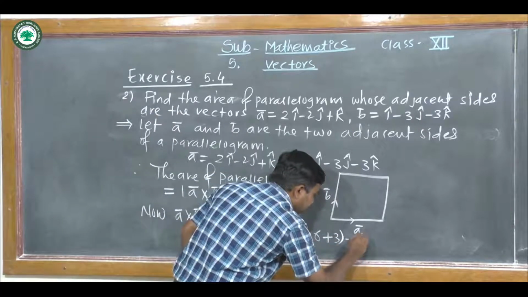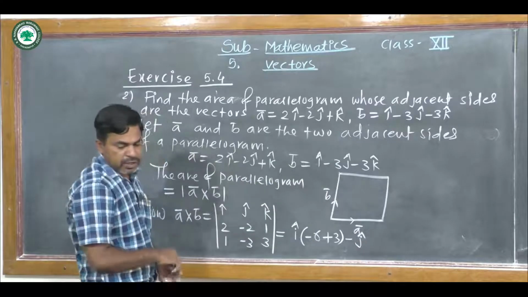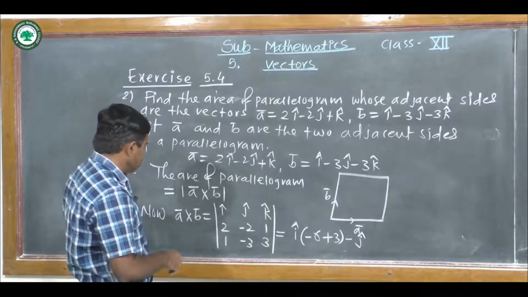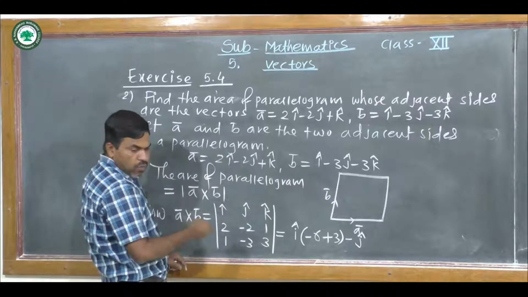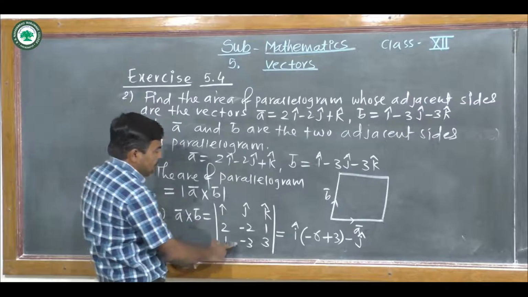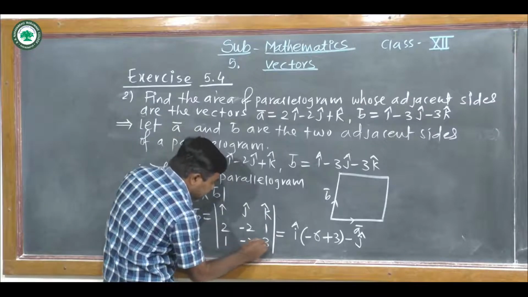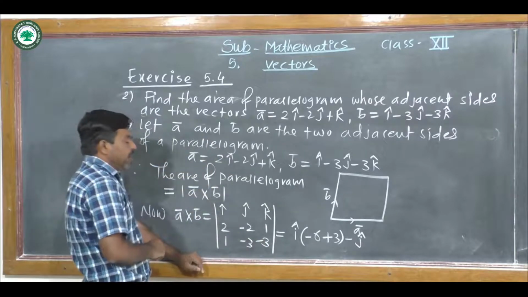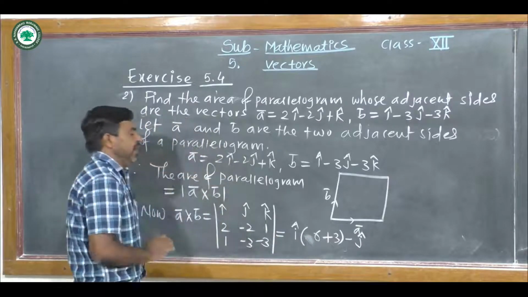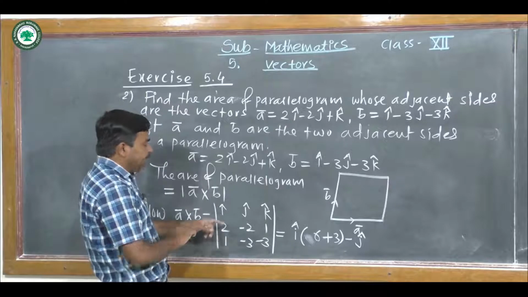Minus j cap. Just 1 minute. 1 minus 3, yes, here this is minus 3. 1 minus 3 minus 3, so it becomes plus 6. 6 plus 3. Minus j cap in bracket.